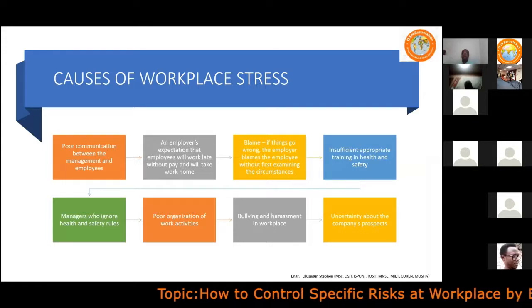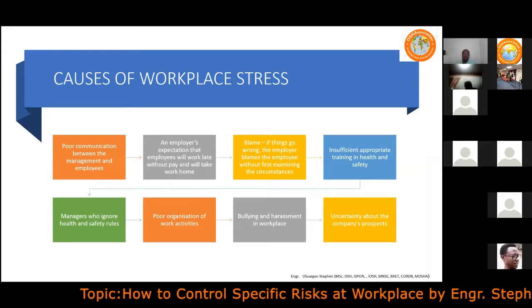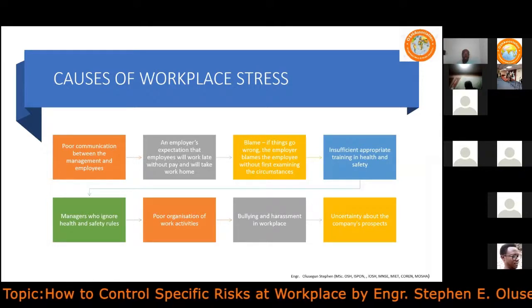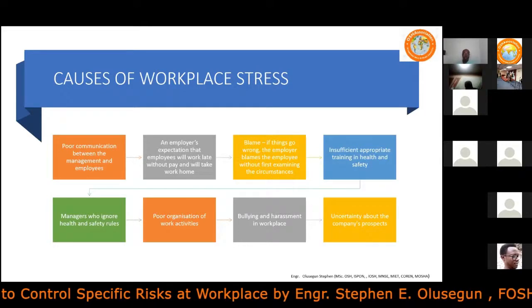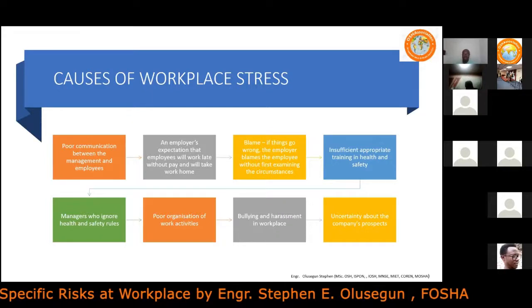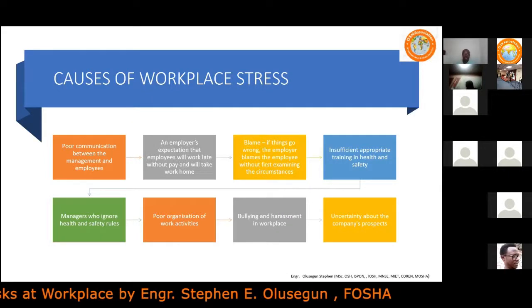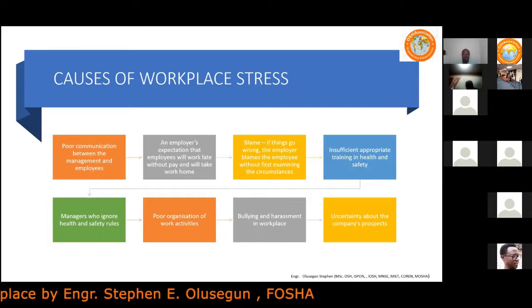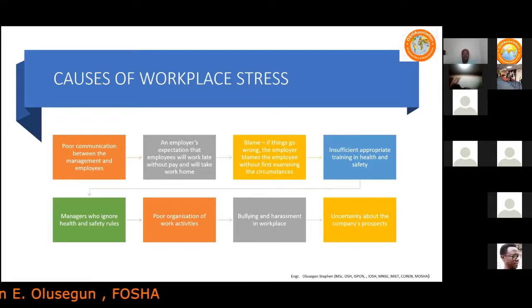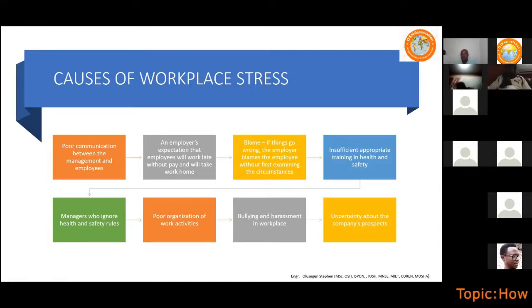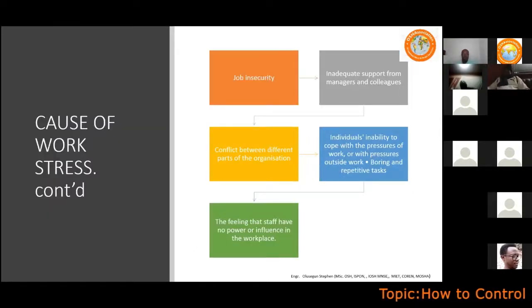Insufficient appropriate training in health and safety. Managers who ignore health and safety rules, who will tell them, well, you have been doing this for the past 30 years, nothing has happened. But you have destroyed a lot of people's lives for more than 30 years. A lot of people have gone home. Poor organization of work activities, bullying and harassment, another big one. Uncertainty about the company's prospects. They can cause a lot of stress.